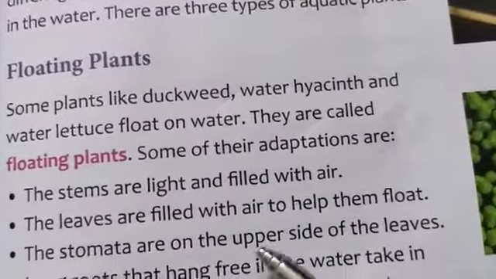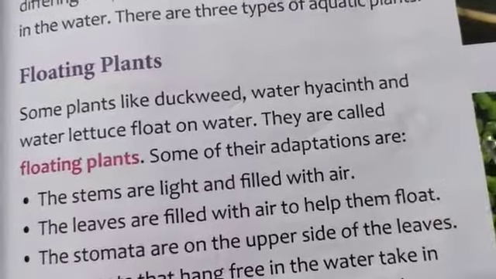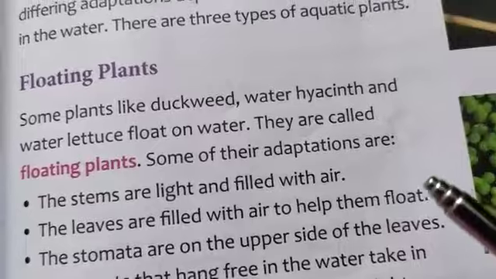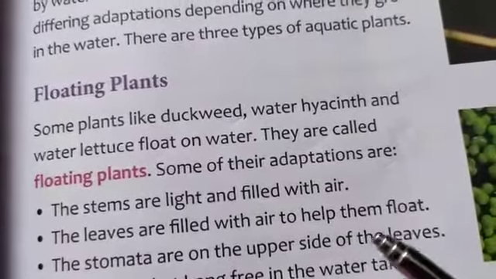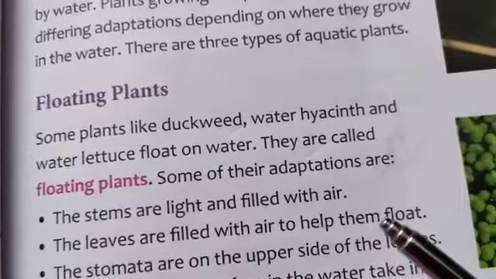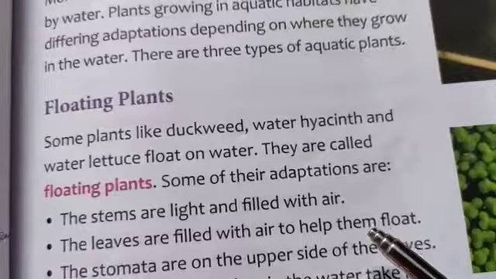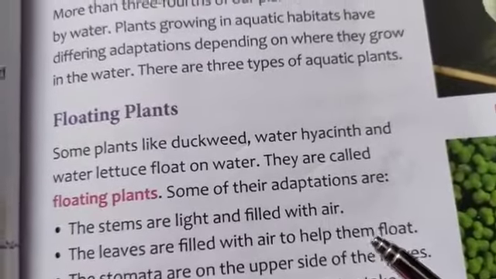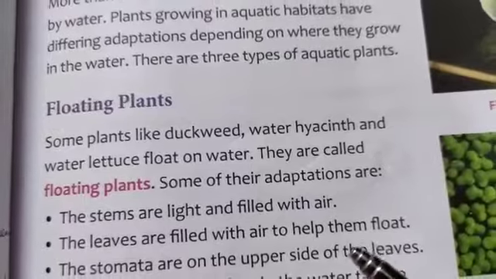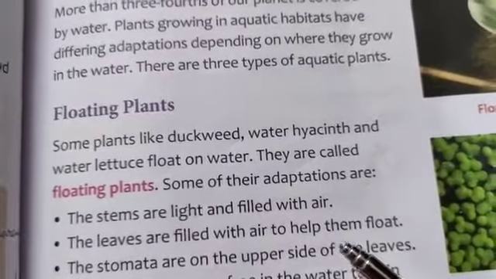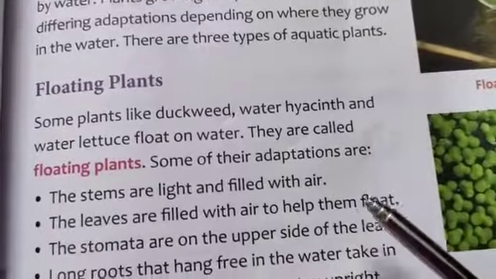The stomata are on the upper side of the leaves. You know, generally the leaves have stomata on the lower side. But in the water plants, the stomata are on the upper side. Why? They are the small holes for breathing of the leaves. They take in carbon dioxide for making food and they also release water for transpiration. All these are done by the stomata. In the aquatic plant, they are on the upper side of the leaves.